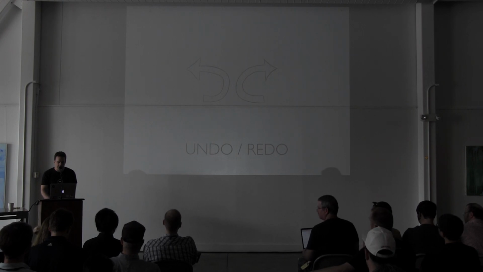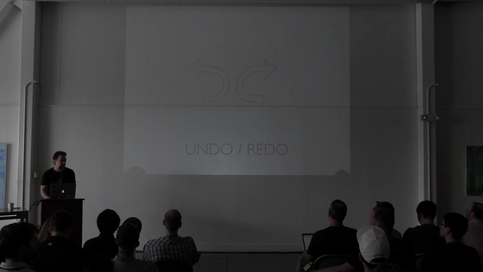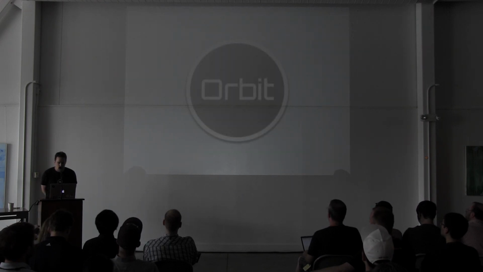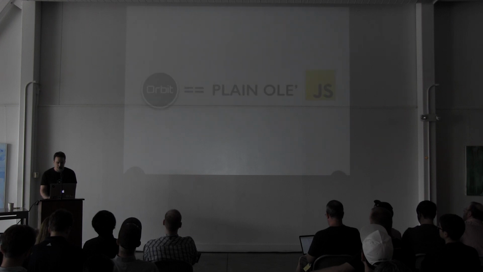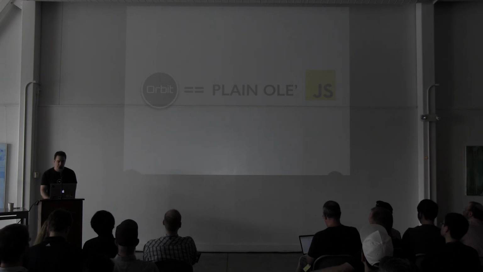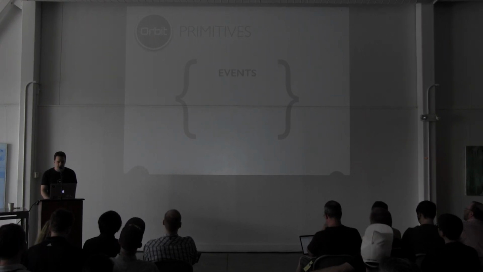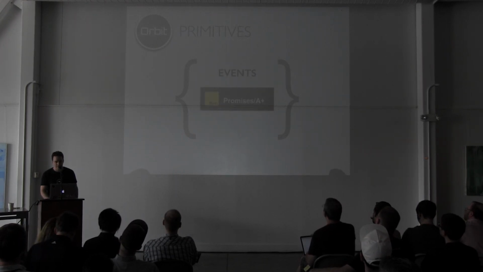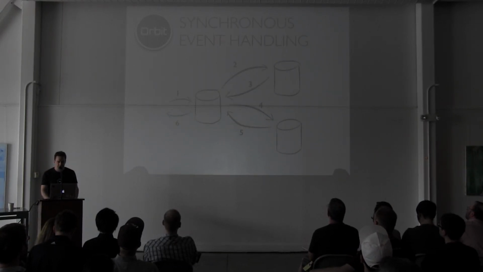Because I felt the current tools weren't up for the challenge over a year ago, I started working on Orbit. I started to look at solving these problems using primitives and plain JavaScript. These are problems that are not unique to Ember. The primitives that are used in Orbit are events, promises, and transforms. They're composed in some interesting ways.